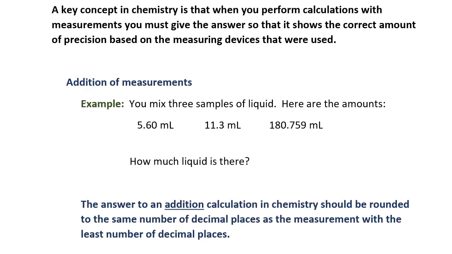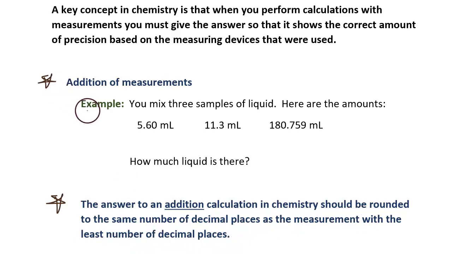Moving on, a key concept in chemistry is that when you perform calculations with measurements, you must give the answer so that it shows the correct amount of precision based on the measuring devices that were used. When a chemistry calculation involves adding measurements together, here's what you need to think about. The answer to an addition calculation should be rounded to the same number of decimal places as the measurement with the least number of decimal places.